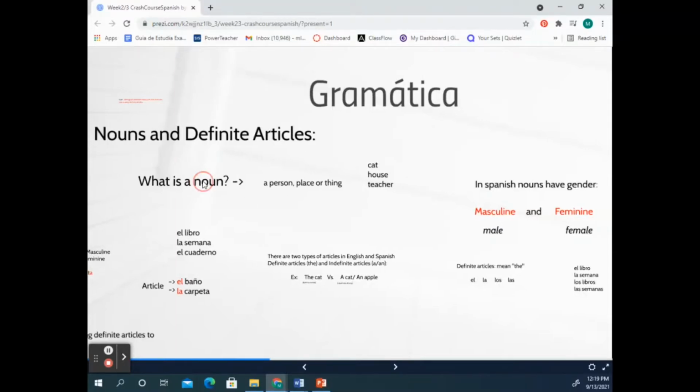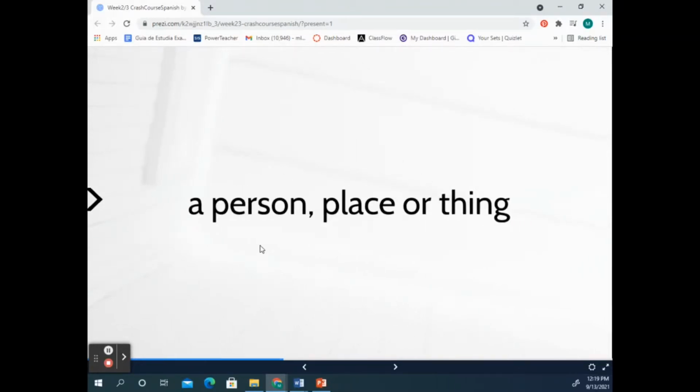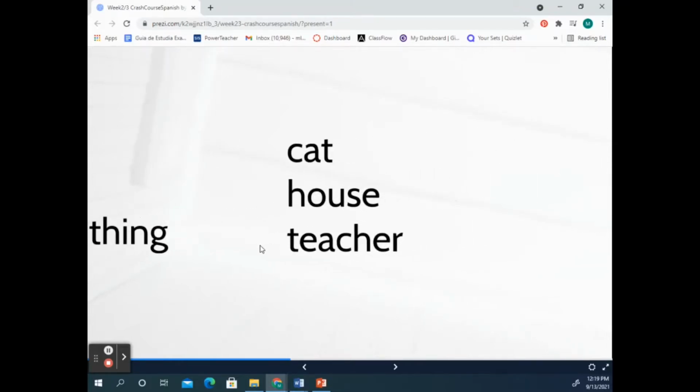We are looking at nouns and definite articles and how those work together in Spanish. So let's do it. Starting right with the basic question here, what is a noun? Most of you probably know this, but I want to establish it before we start talking about these definite articles. This is a person, place, or thing, right? Or even an idea, but we can keep this simple for the sake of this exercise. Cat, house, teacher, chairs, pictures, things like that are all nouns, right?